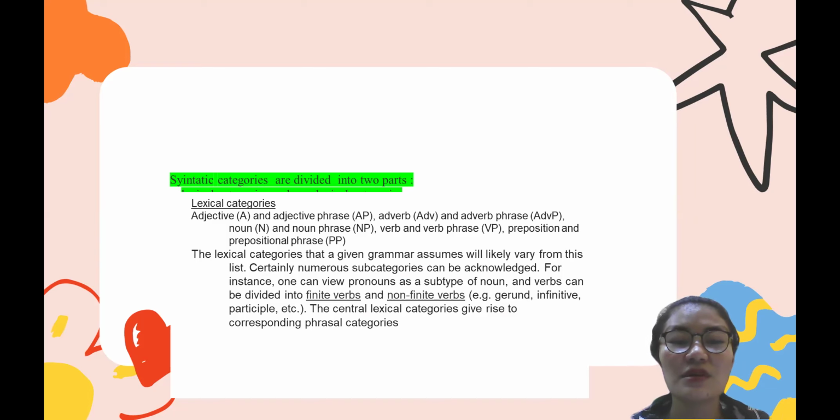Certainly, numerous subcategories can be acknowledged. For instance, one can view pronoun as a subtype of noun, and verb can be divided into finite verbs and non-finite verbs, gerund, infinitive, participle, and etc. The central lexical categories give rise to corresponding phrasal categories. Next slide.